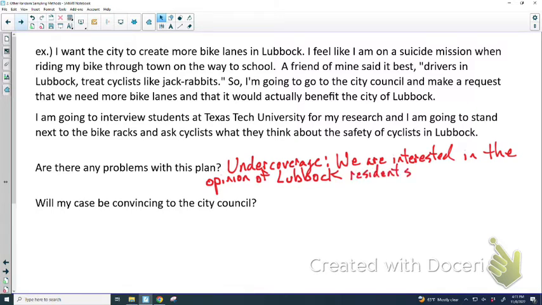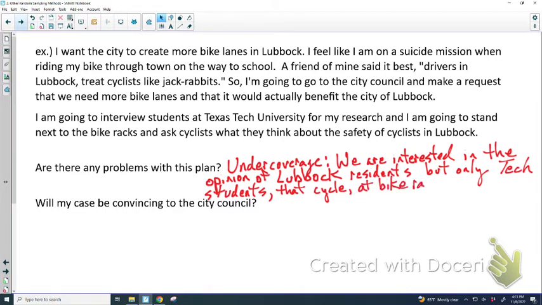But only ask tech students that cycle at bike racks. Whoops. So on many levels, undercoverage is present. Like, that is a very limited group that I'm seeking an opinion of. So most of Lubbock has zero chance of being in this sample.